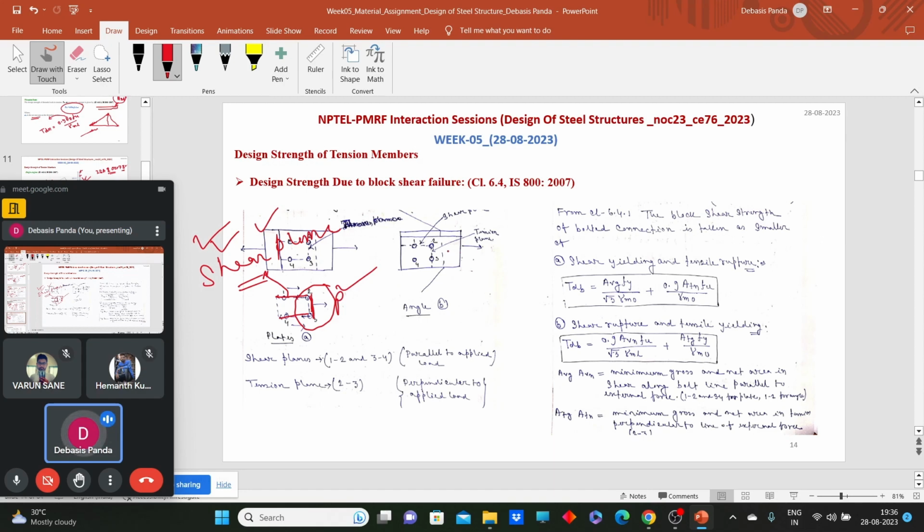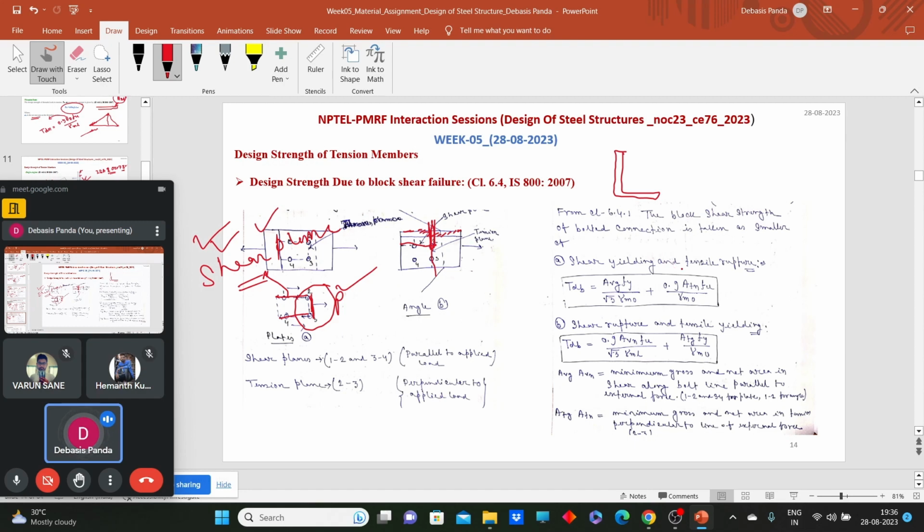Now for the angle section, what is happening? What do you know about the angle section? An angle section has two legs, one is the connected leg and one is the outstanding leg. So this portion shows your outstanding leg. Obviously the block shear failure occurs like this: it will crack and this portion will tear out or yield. There is less chance that the failure occurs along this side, because this side we have the outstanding leg, so there is less chance of rupture.